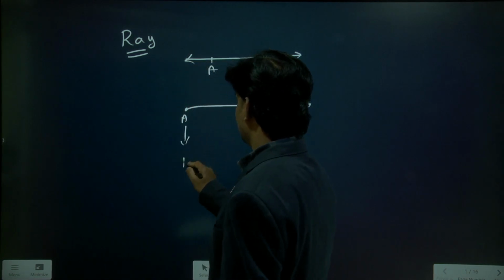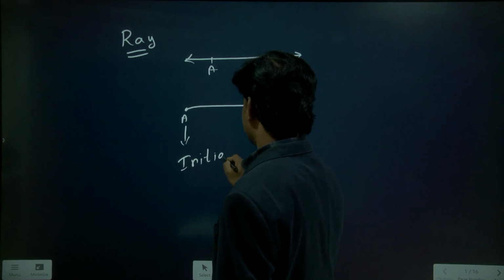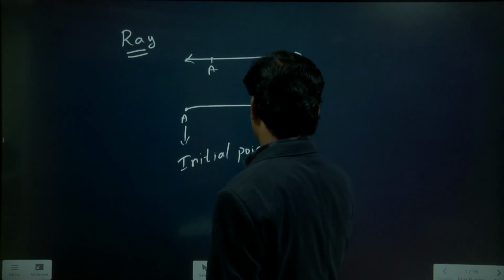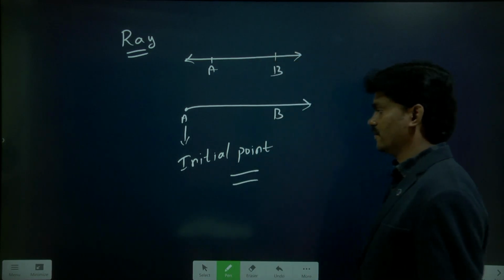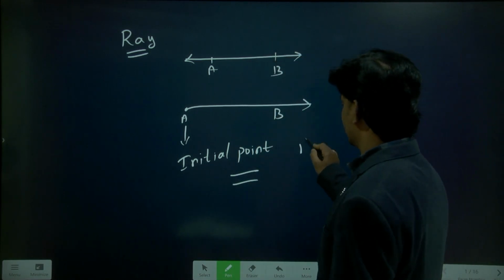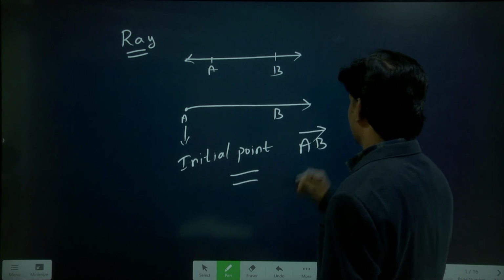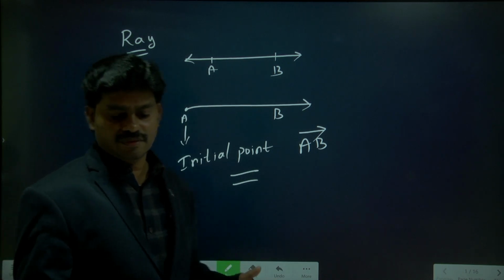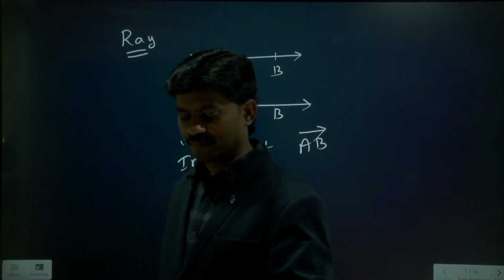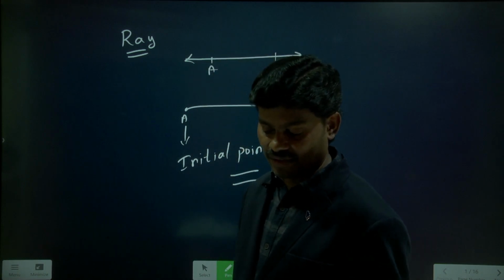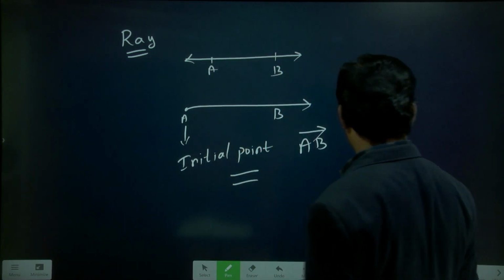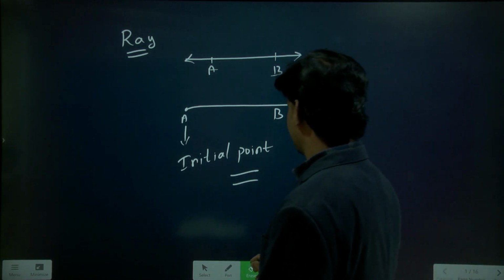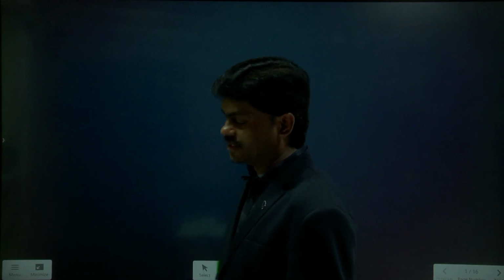Here A is called the initial point. And a ray can be represented like this. This is the representation of a ray. Okay. Then we have some more definitions. Plane over, ray over, line segment over. Now plane figures. Plane figures in the sense the figures which are having a flat surface, we can call them plane figures.